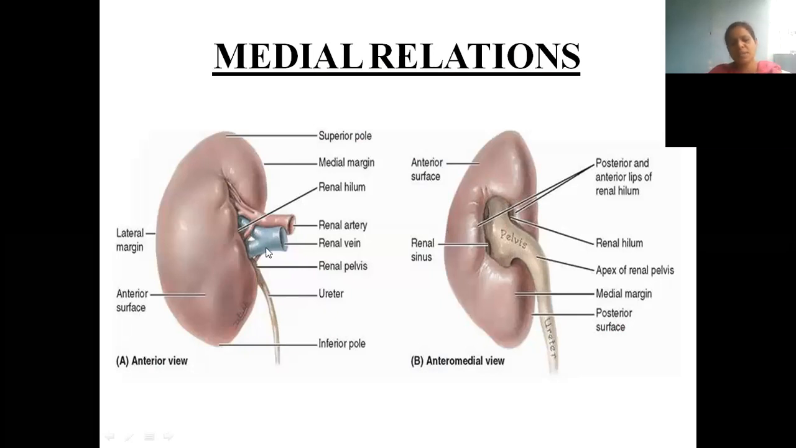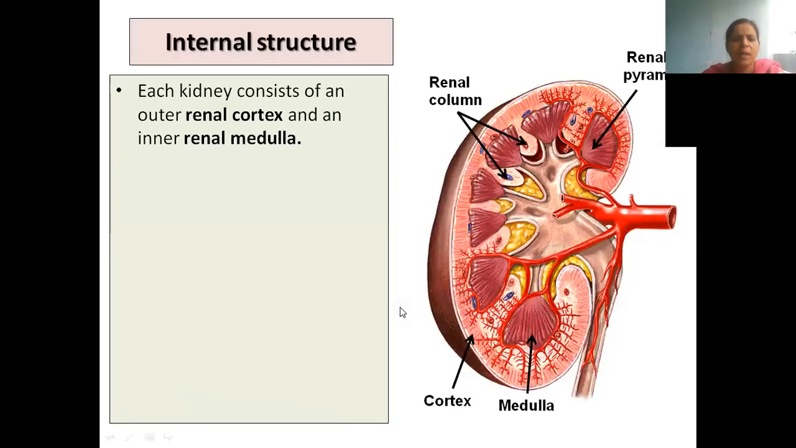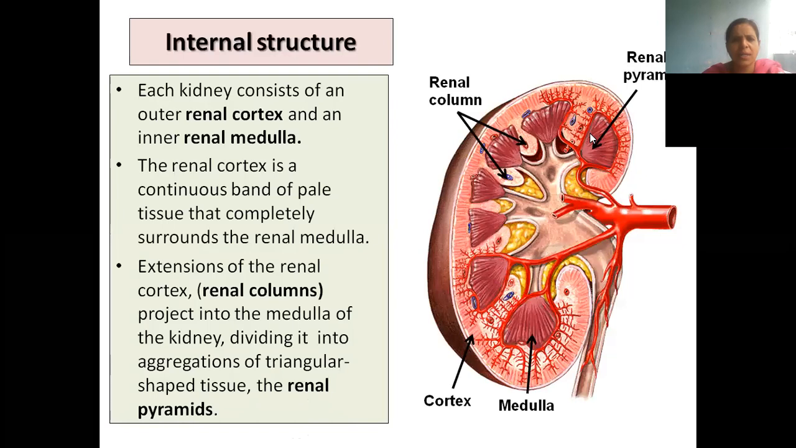The arrangement of structures in the hilum from anterior to posterior is VAP. That means in the anterior aspect we have the renal vein, in the middle we have the renal artery, and behind we have the pelvis which continues as the ureter. Okay, VAP.